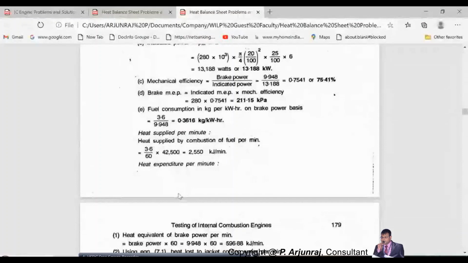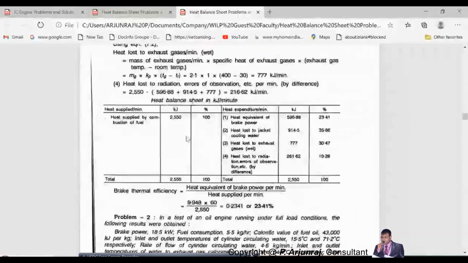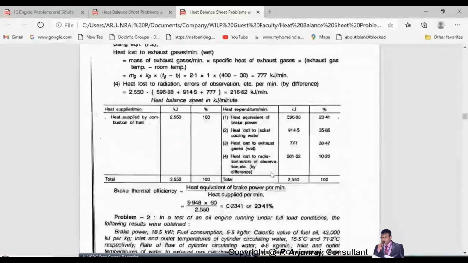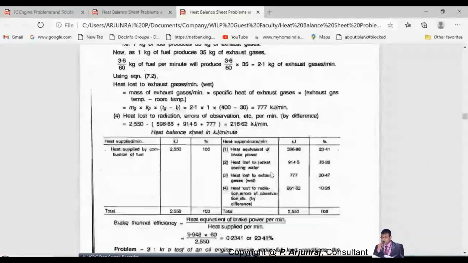And now we are going for the important step called the heat balance sheet. Always remember that in the heat balance sheet you have four important parameters you need to calculate: how much is the heat loss to the brake power, what is the heat loss to the water jacket, what is the heat loss to the exhaust gas, and what is the unaccounted loss. All these four losses you have to find out.